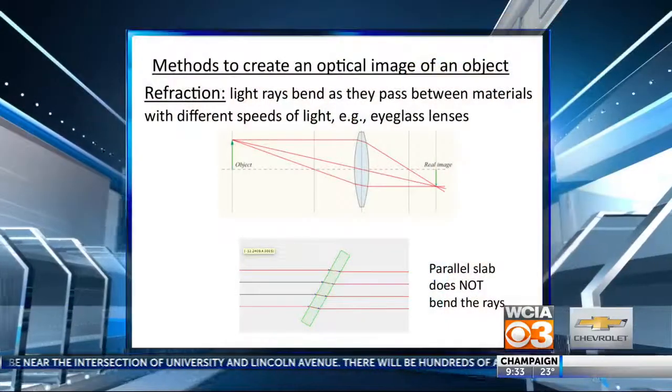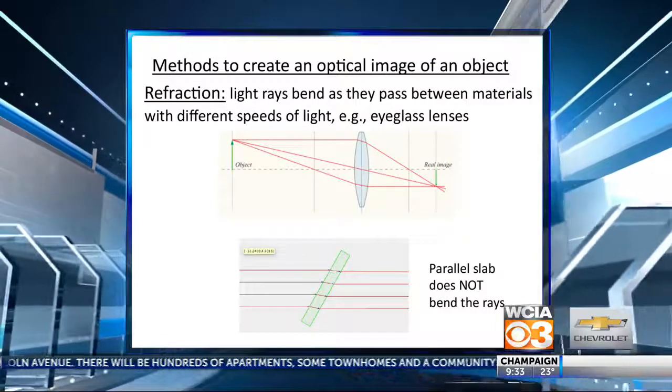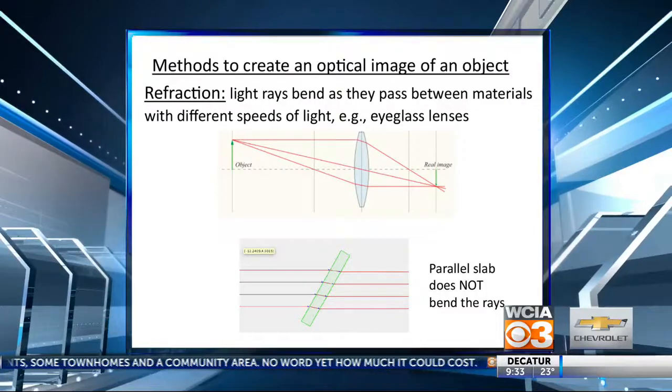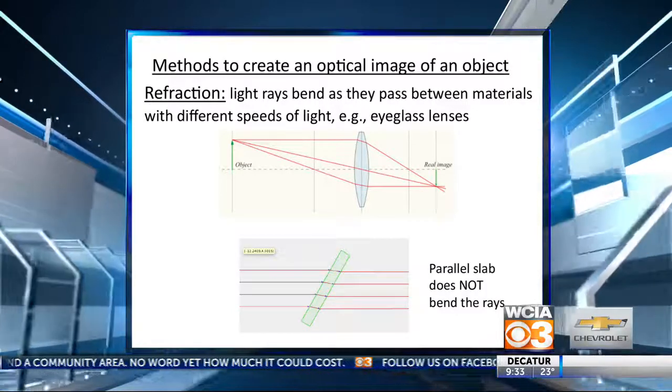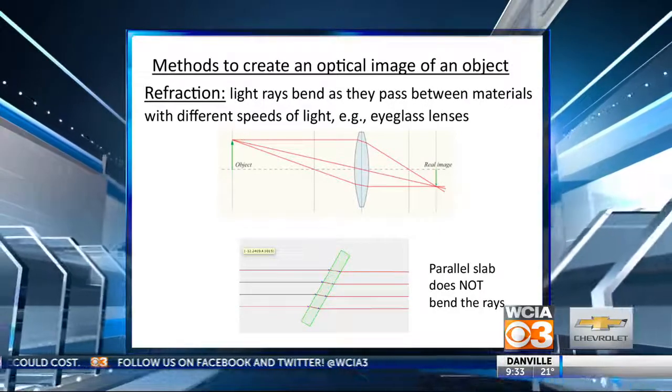So if we go to my next slide, which shows how imaging works, I've got light at the top that's going through a lens, and because it's bending at the interface, it gets focused down to a point, for example. If on the other hand, I just have a parallel slab, that doesn't really bend the rays. So the rays coming out the right-hand side are the same as the rays coming in the left-hand side.